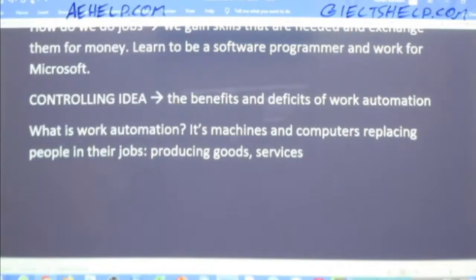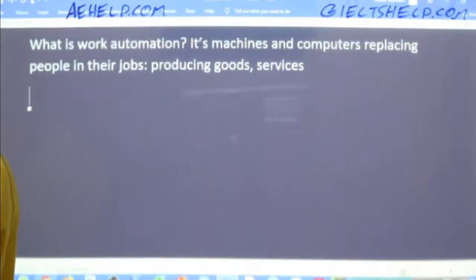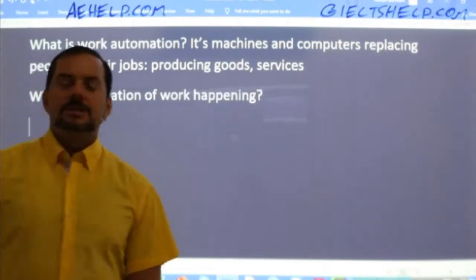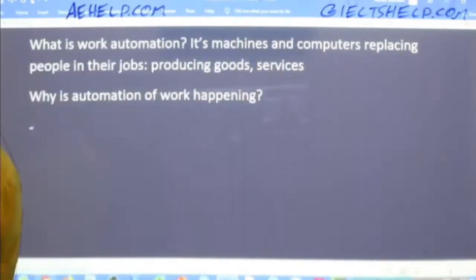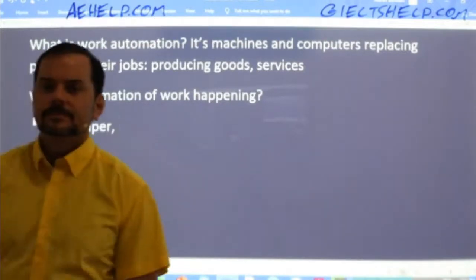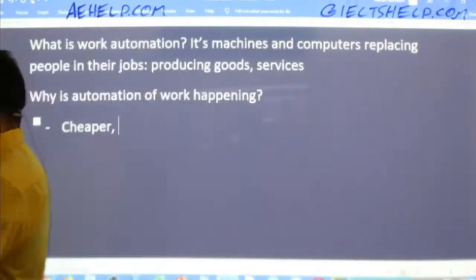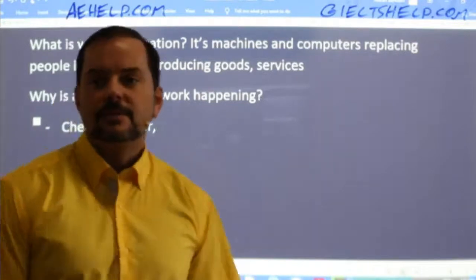All right, why? Why is this happening? So give me some reasons here. What's the reason? Why are all these jobs being replaced by computers? Okay, so it's cheaper. Yeah, so increasing the profits of companies. So cheaper, faster. Okay, so we have some overlap.